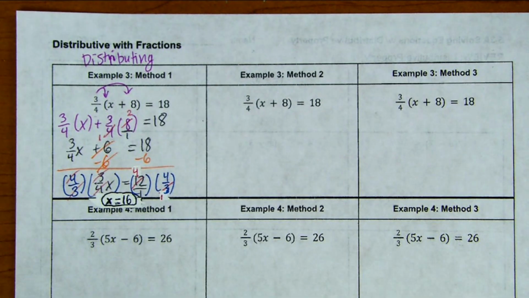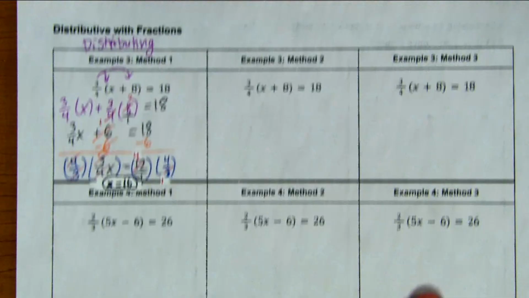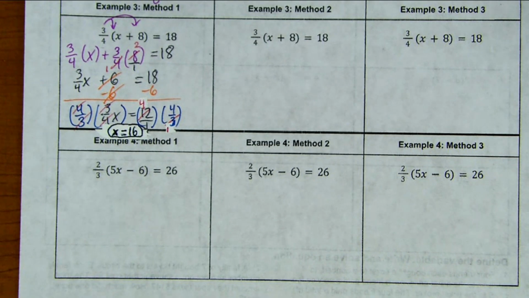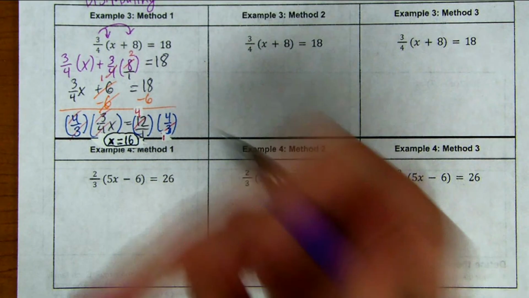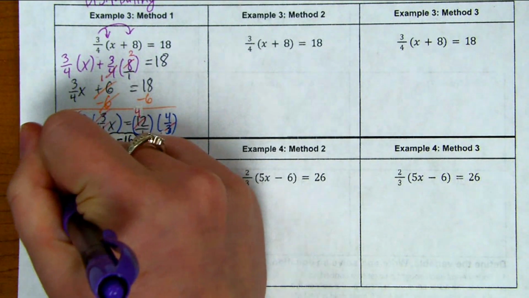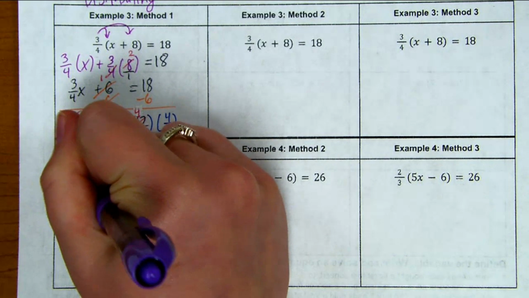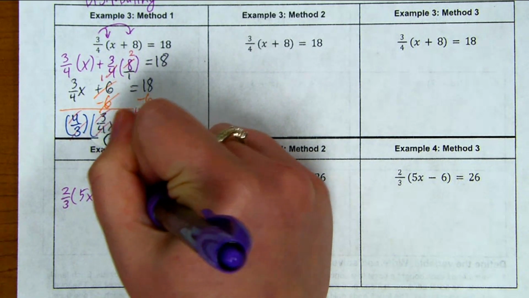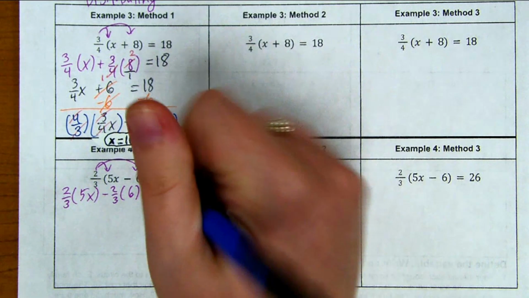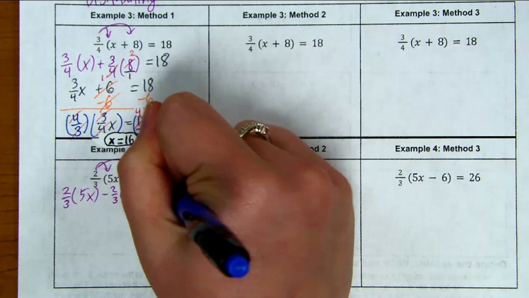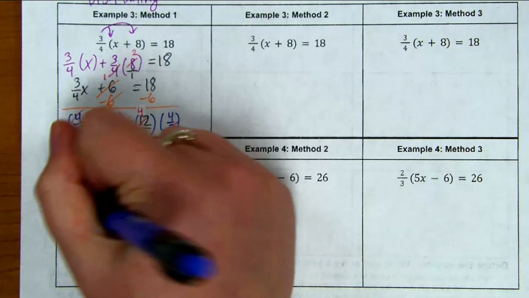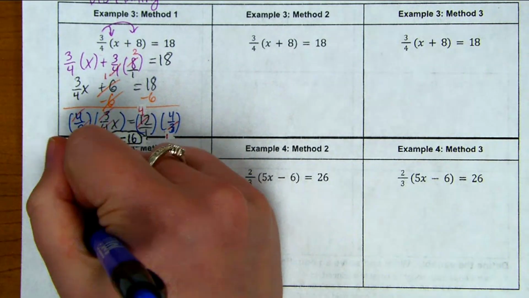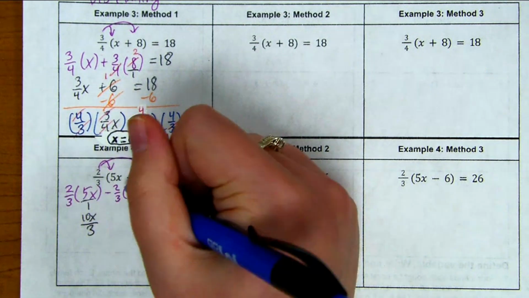Down here, for our next problem. If we have 2/3 out front, we can go ahead and distribute that out. So we will have 2/3 times 5x minus 2/3 times 6, which will equal 26. And next we do that multiplication. Well, 2/3 times 5x, that doesn't work out quite so nicely, so we multiply across. 2 times 5x is 10x over 3 times 1, which is 3. Next up, 2/3 times 6 over 1.